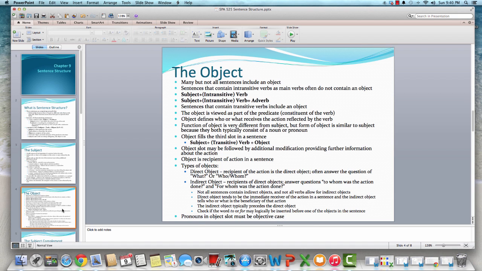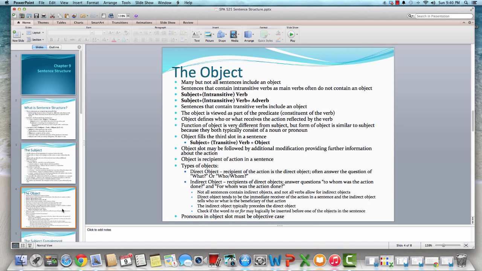The indirect object typically precedes the direct object. And the way that we can tell which one is the indirect object and which one is the direct object is to check if the word to or for may logically be inserted before one of the objects in the sentence.